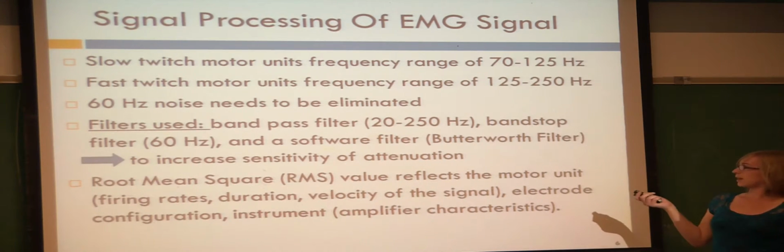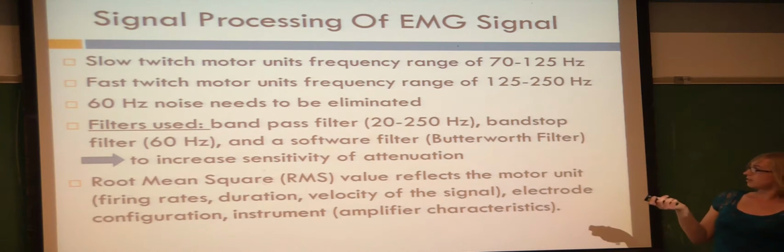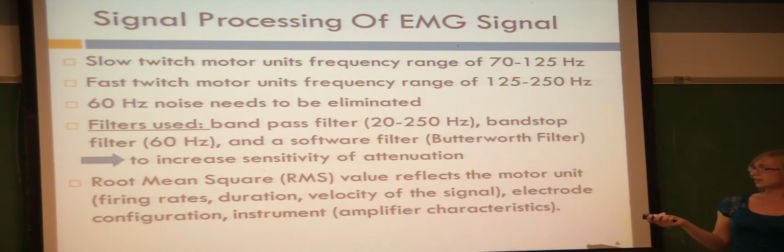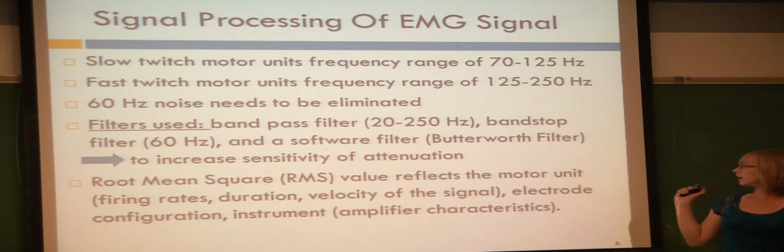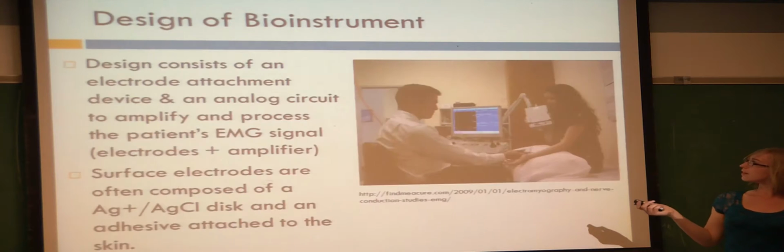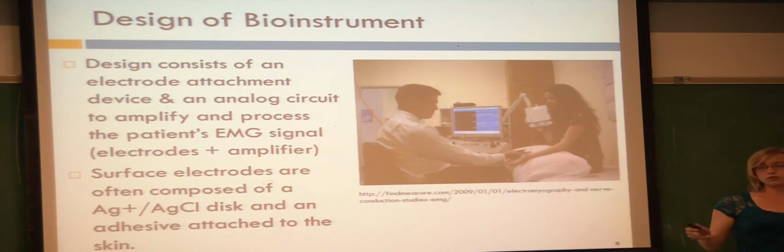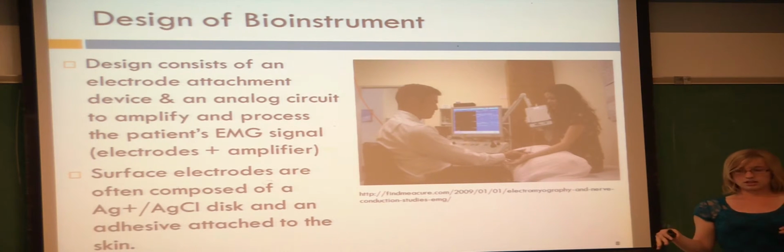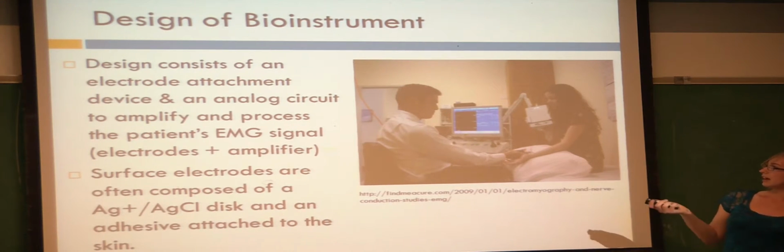So you're going to use filters: bandpass filters for the first two, a band stop for 60 hertz, and a Butterworth filter to increase sensitivity. In addition, you have the root mean square to reflect the motor unit, the electrical configuration, where the electrodes go, and the amplifier characteristics. Here's a LabVIEW diagram. You'll see the third one. And then part of the overall design is including the electrical circuit that amplifies and changes the signal to read it. You also have the electrodes with the silver chloride.